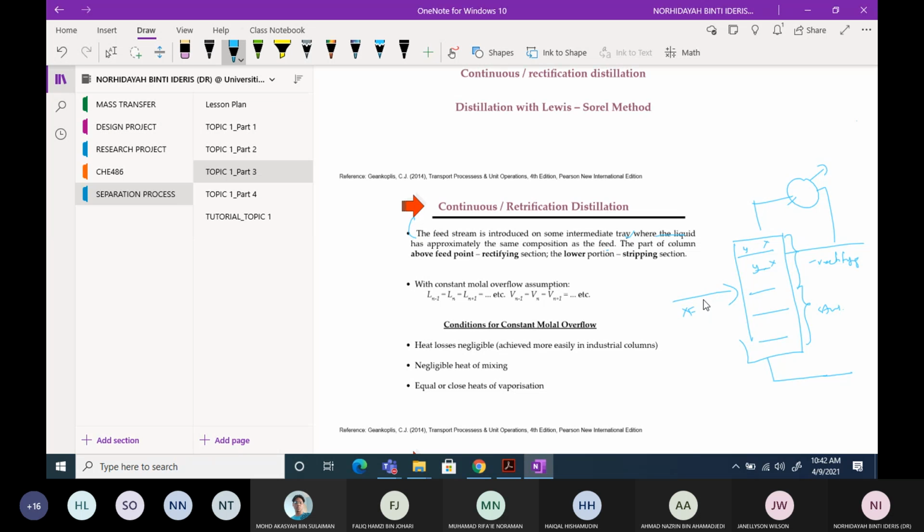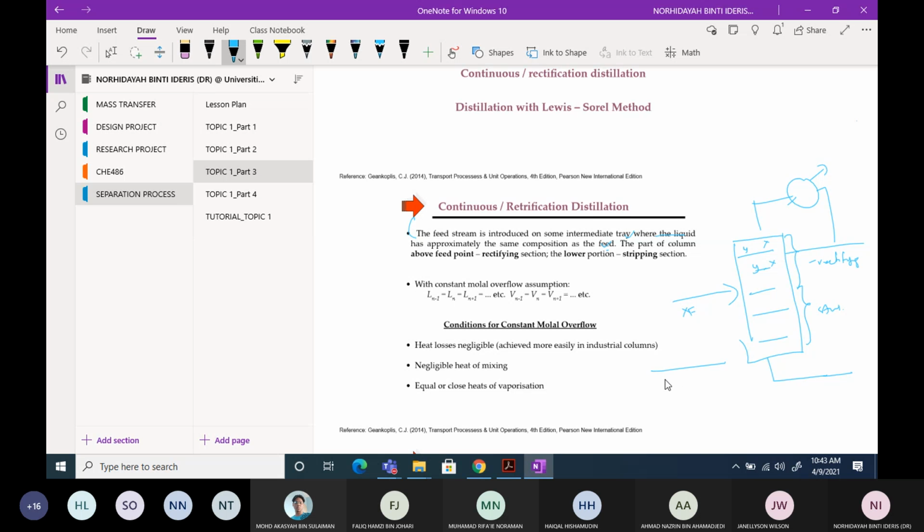Okay, we want to introduce the feed stream at the location where the liquid has approximately the same composition as the feed. Okay, so with the constant molar overflow assumption again, you know that when you want to do a mass balance for a distillation column, you are familiar, right?